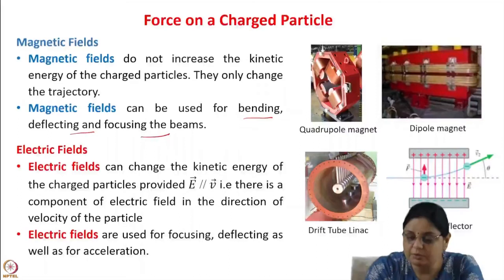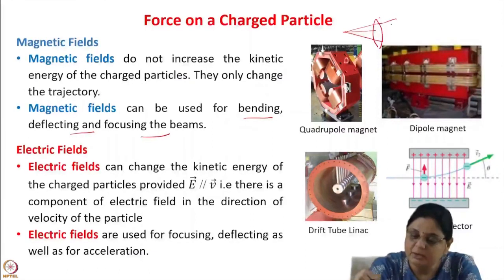So here is the picture of a quadrupole magnet. We'll learn more about it. This is used for focusing the beam. A beam is just like a ray of light. It tends to diverge like this. If it is not brought back using some kind of focusing, this beam will keep on diverging and get lost. So quadrupoles are used for focusing the beam.